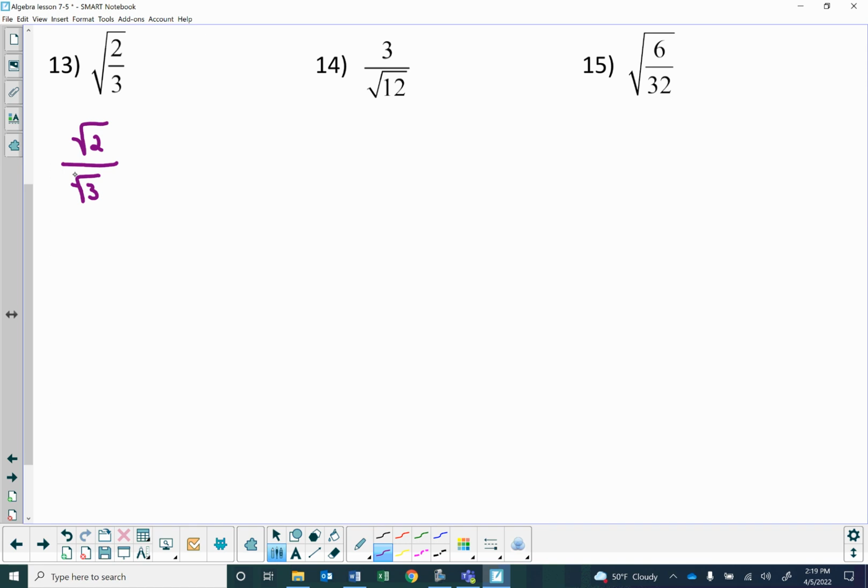And the easiest way to make it a rational number is to multiply it by a fancy form of the number 1. Now, if I looked at the square root of 3 and I said, how do I get rid of that square root?